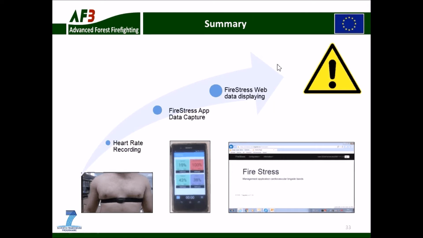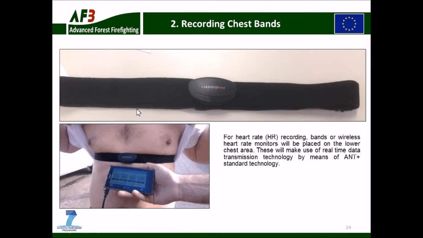The Firestress application is composed of the Firestress web tool connected to the Firestress mobile app tool and to the heart rate sensors that each member of the brigade wears. So for the heart rate recording, bands or wireless heart rate monitors will be placed on the lower chest area, and this will make use of real-time data transmission technology by means of ANT+ standard technology.